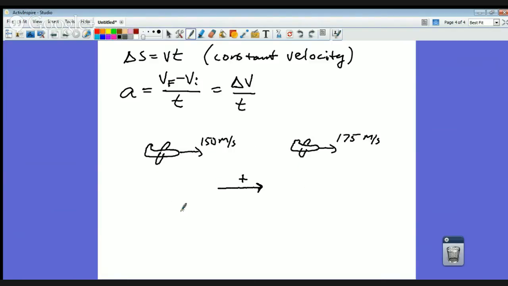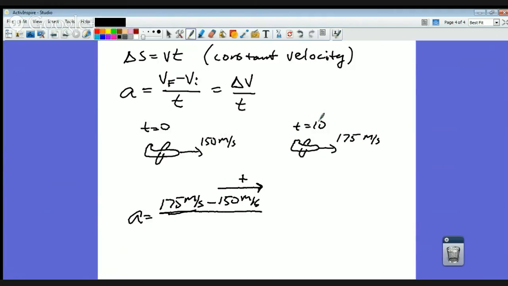So for our change in velocity, the final velocity was 175 meters per second in the positive direction. The initial was 150 meters per second in the positive direction. And we divide that by the time that it took. I said it was 10 seconds later, so this would be time 0 and this would be time 10 over here. So it took 10 seconds for that to happen. So we had an acceleration of 25 meters per second divided by 10 seconds to give us 2.5 meters per second squared of acceleration.